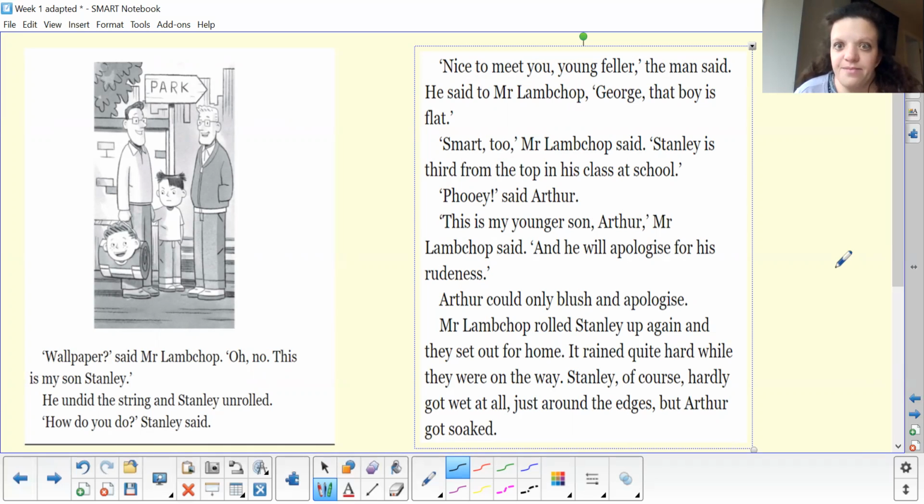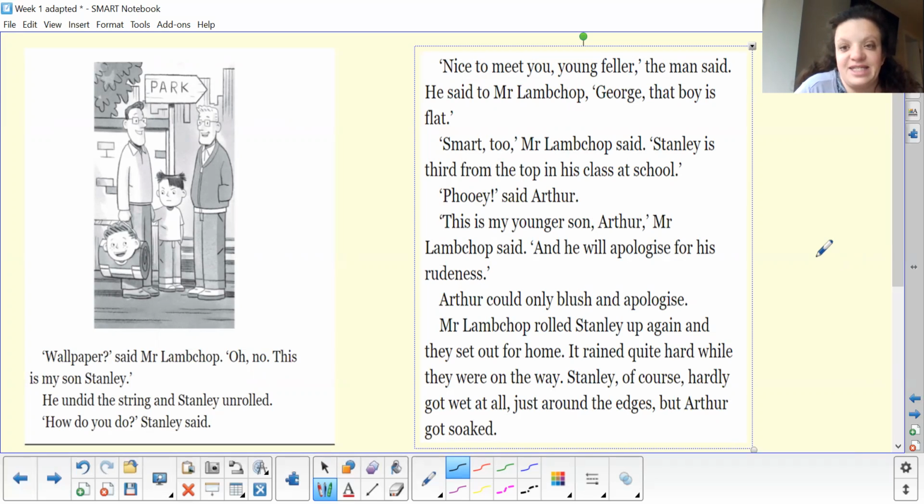Phoebe, said Arthur. This is my younger son, Arthur, Mr. Lambchop said, and he will apologise for his rudeness. Arthur could only blush and apologise. Mr. Lambchop rolled Stanley up again, and they set off out for home. It rained quite hard while they were on the way. Stanley, of course, hardly got wet at all, just around the edges, but Arthur got soaked.